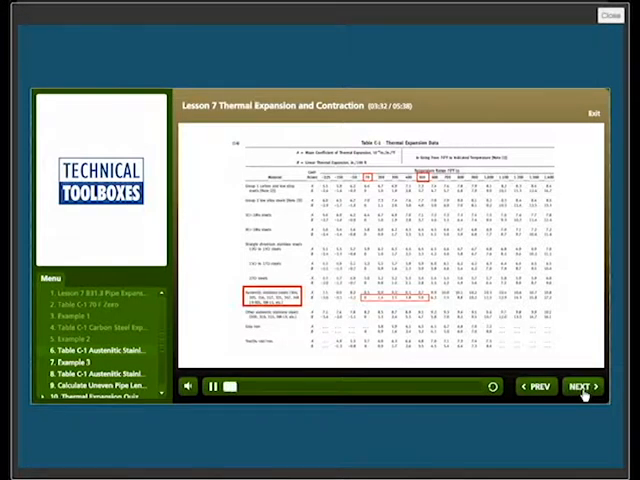Table C1. Blocked in red, we have austenitic stainless steels 304, 305, etc. From the 70 degree F column to the 500 degree column, we see 5 inches of expansion per 100 feet. 5 units times 5 inches, 25 inches.